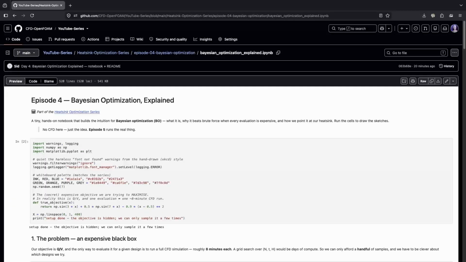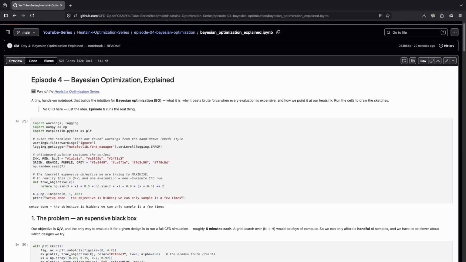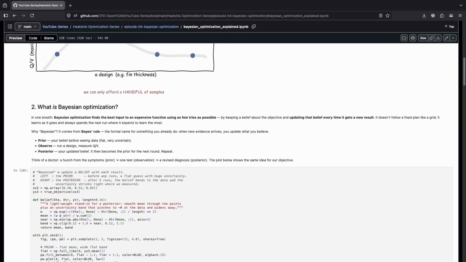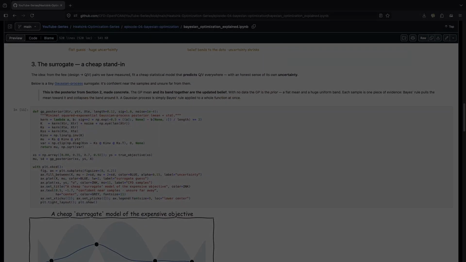It runs with only NumPy and Matplotlib. Open it, read the cells, run the plots. The whole theory fits in about 100 lines.